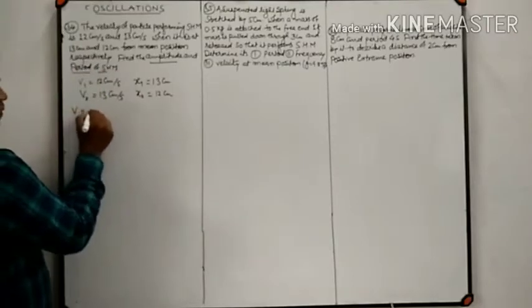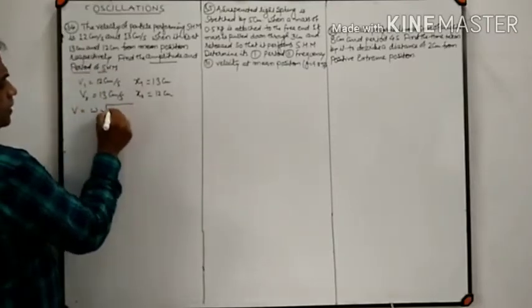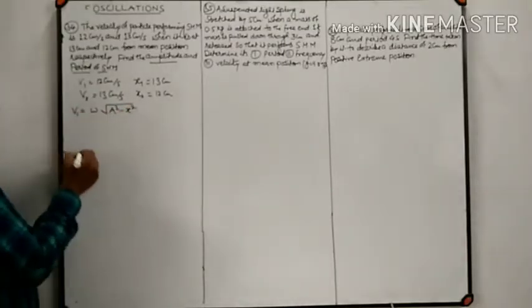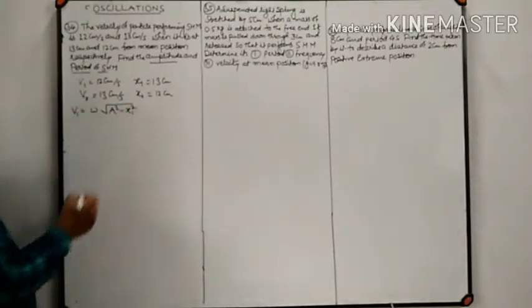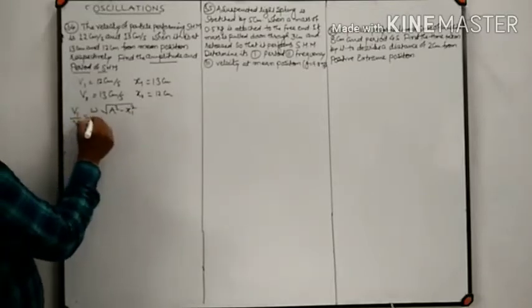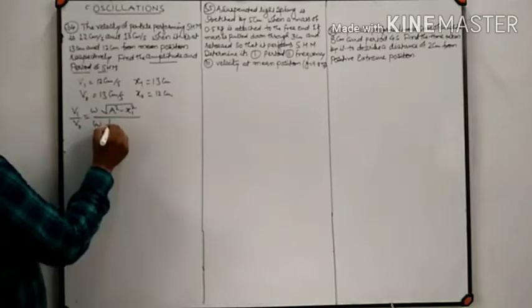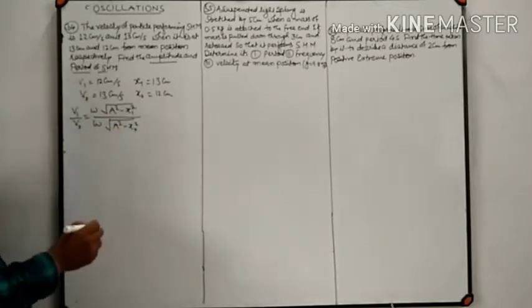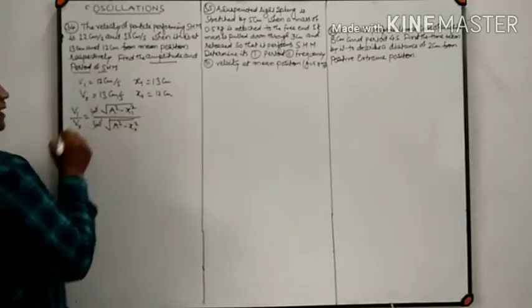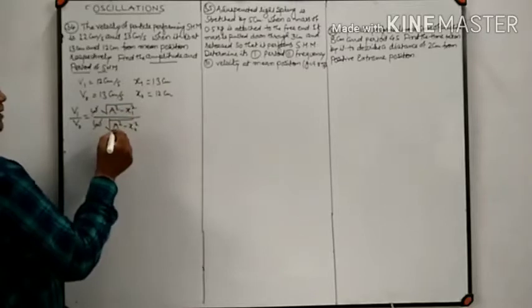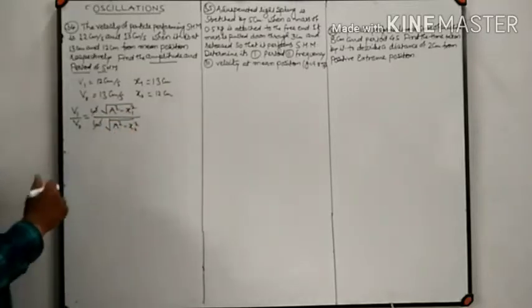What is V equal to? Omega under root of a square minus x square. So V1 is equal to omega under root of a square minus x1 square. V2 is equal to omega under root of a square minus x2 square. So this omega gets cancelled with omega. So V1 by V2 equals under root of a square minus x1 square upon a square minus x2 square.